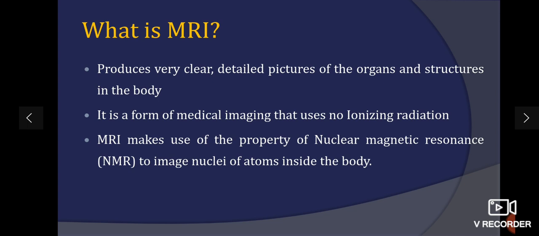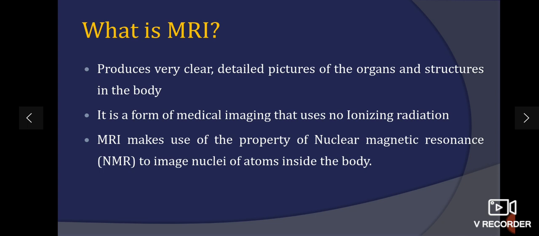MRI is a medical imaging technique used in radiology to produce pictures of the anatomy and the physiological processes of the body, both healthy and diseased body. So these MRI scanners use strong magnetic fields, electric field gradients and radio waves to generate images of the organs in the body. So it produces very clear, detailed pictures of the organs and structures in the body.